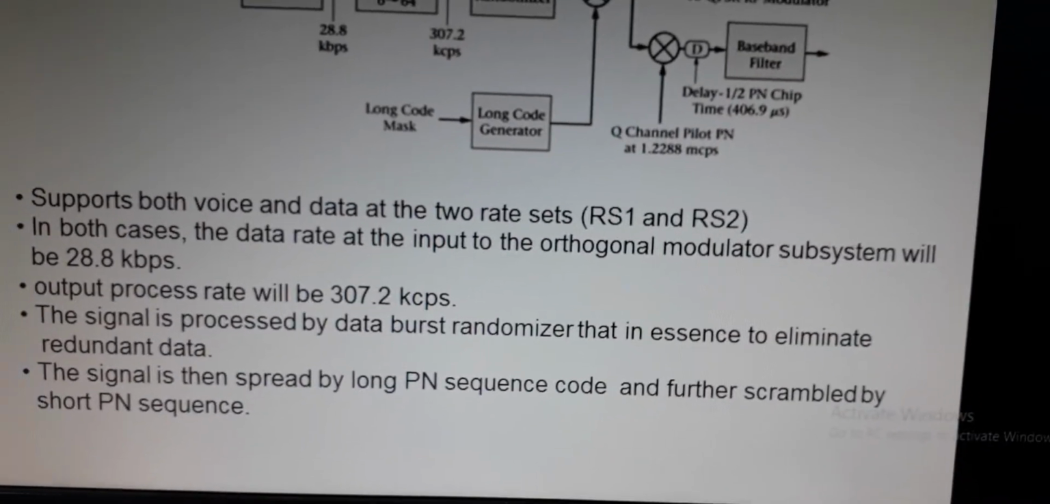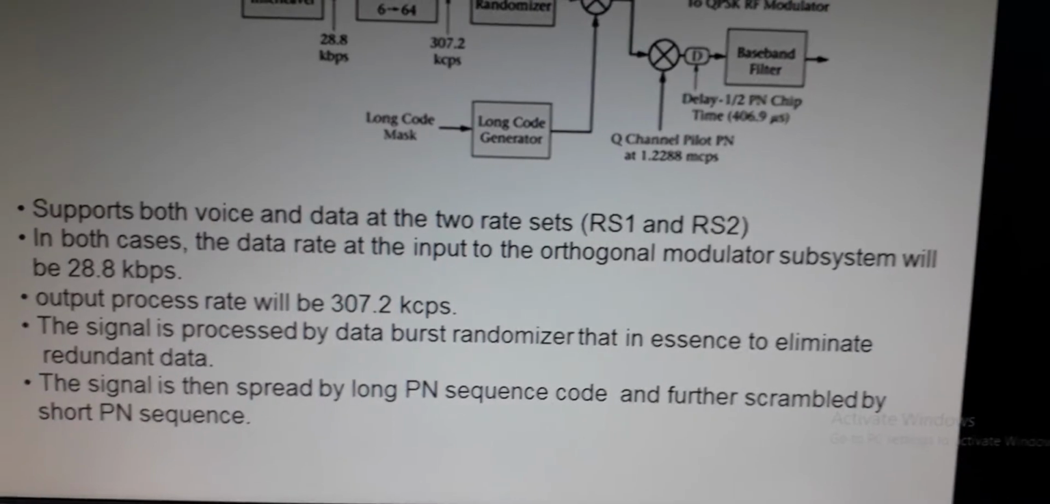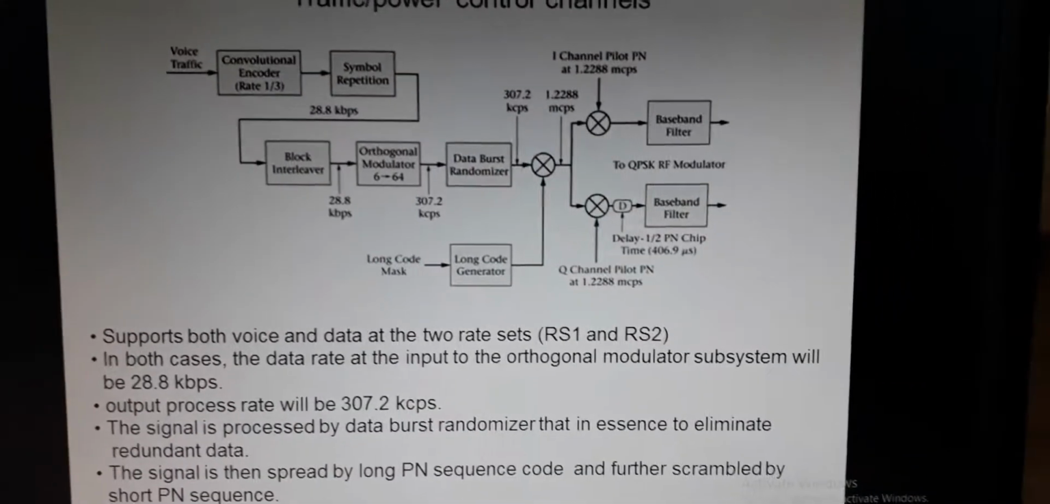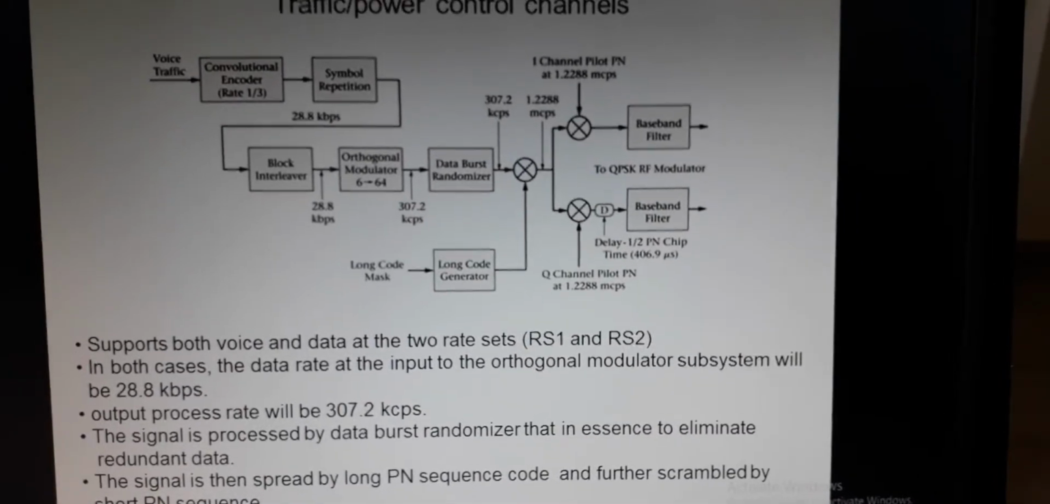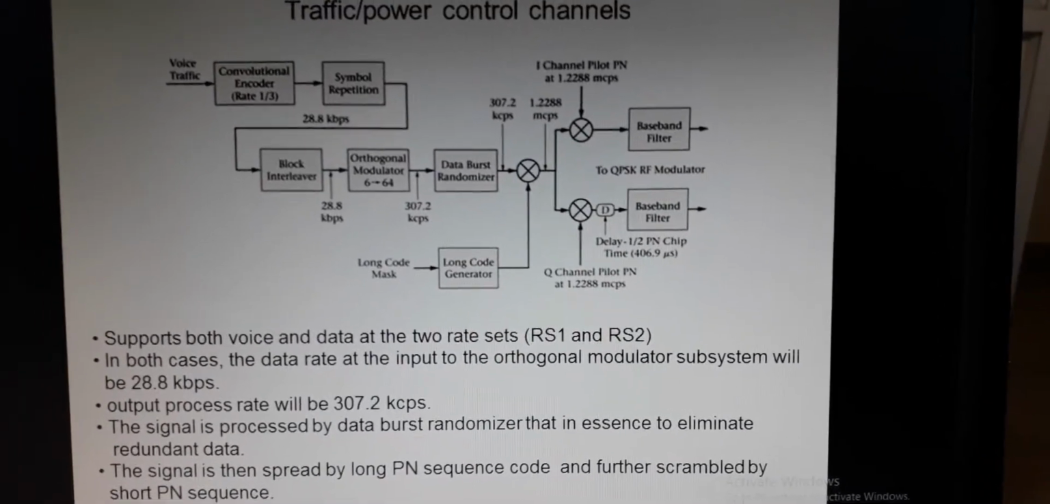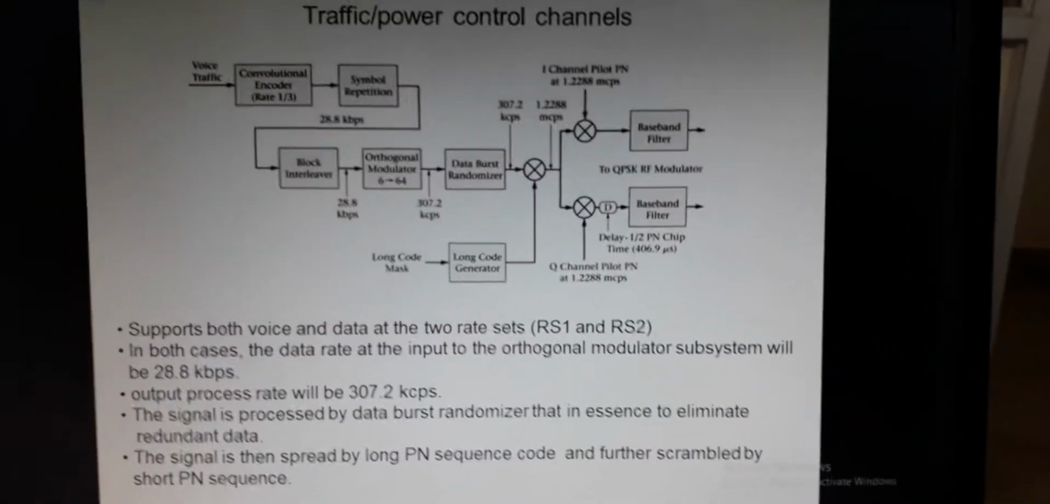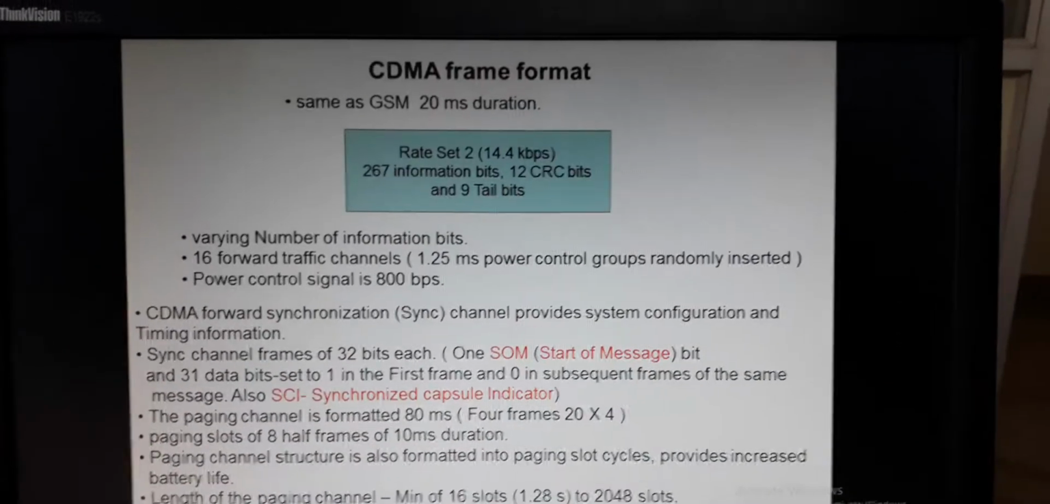It's almost the same. Just refer to the PPT. It depends on rate set 1 and rate set 2, and the long PN sequence. Of course, it is added in reverse because the information must go to the particular receiver, the particular handset. That's why long PN sequences are used. Short PN sequences are used for identification of the base station.